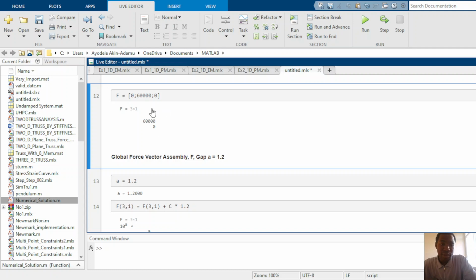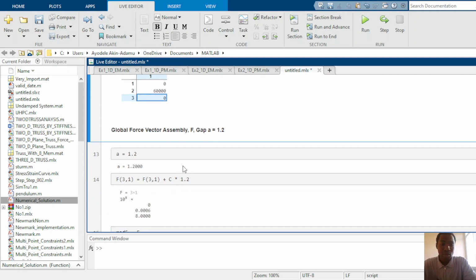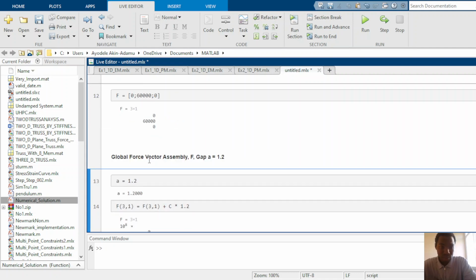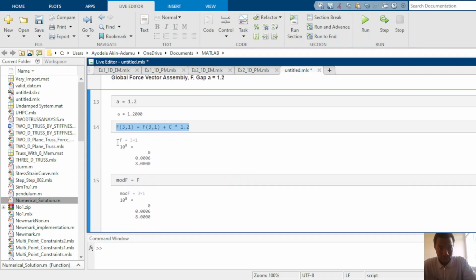We need to modify this matrix. That is, we need to add a value to the third position of the matrix. Why? Because we have a gap problem there. So we need to add C multiplied by the gap. C is our last stiffness. C multiplied by A, and here I define my A to be 1.2, as stated in the question, 1.2 mm. So we add C times A to this position, and this Matlab line of code does that.